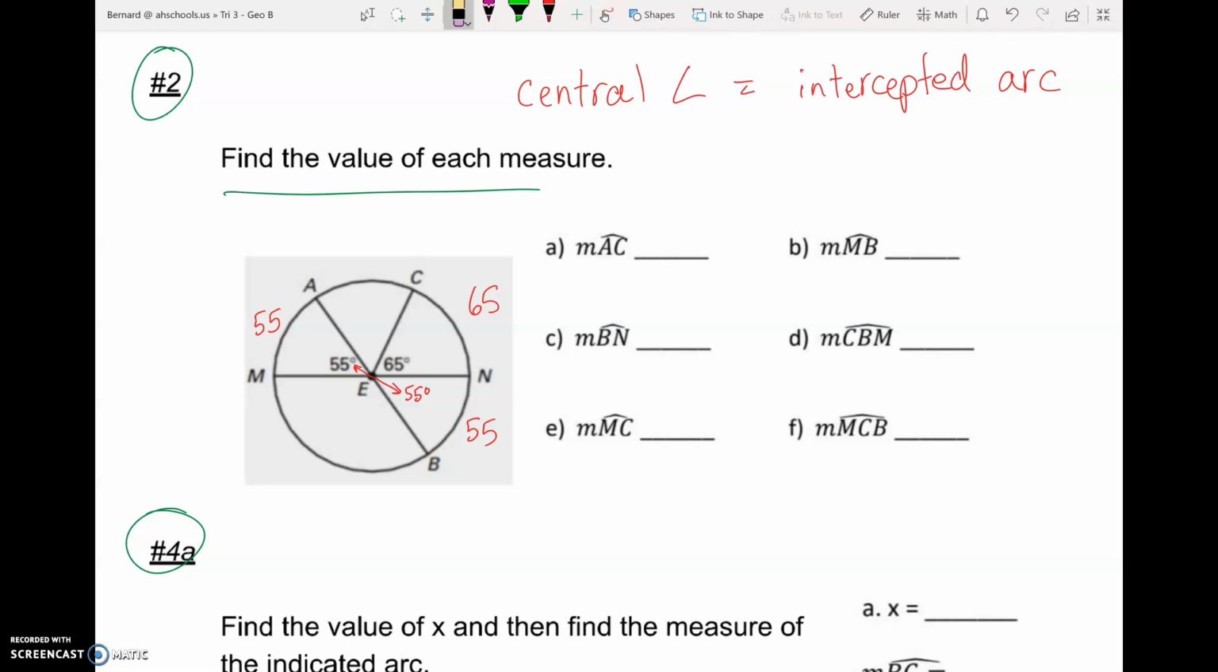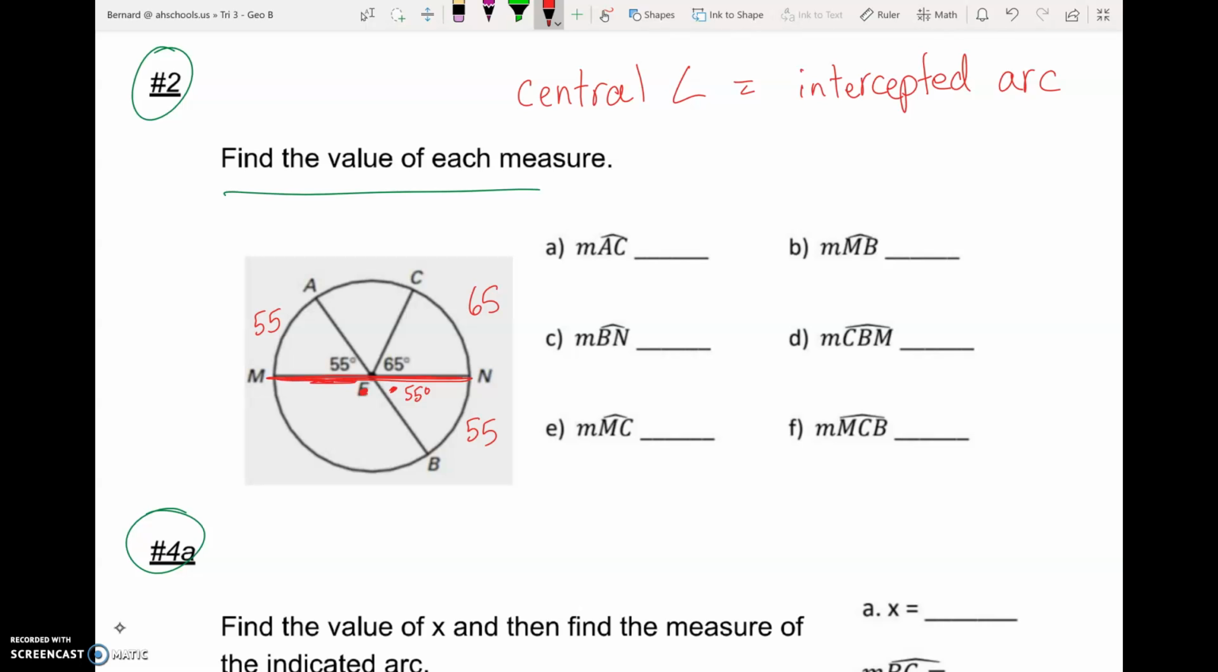And then the other piece of information we talked a lot about was linear pair. Remember, a linear pair are 2 angles that make one line. And so if we look at this line MN, the 55-degree angle and where E is, those are 2 separate angles.